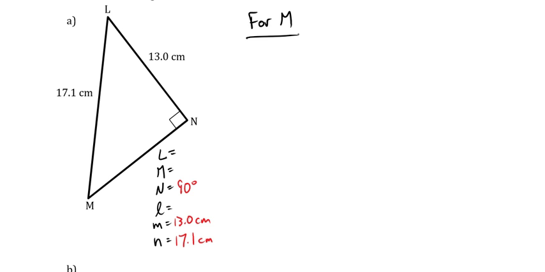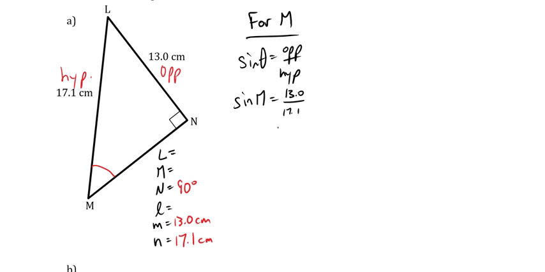How am I going to find M? I'm going to use sine because this is my opposite and this is my hypotenuse. I'm looking for an angle, so that's like what we did yesterday. So I'm going to do sine theta, opposite over hypotenuse. Sine of M is opposite, which is 13.0 over 17.1. And M gives me approximately 49.